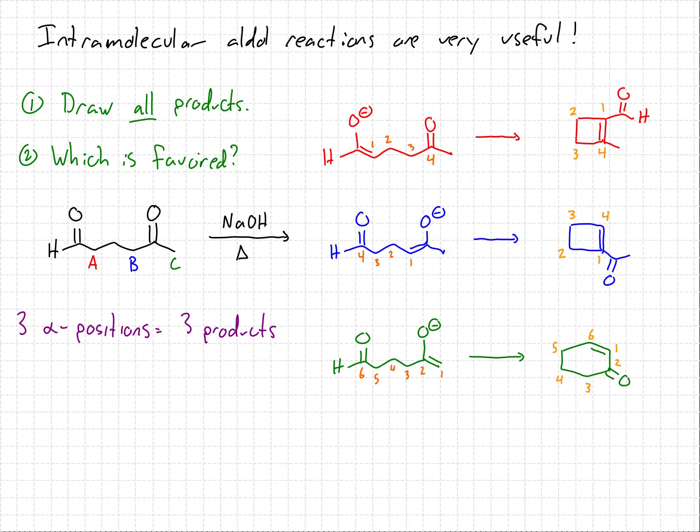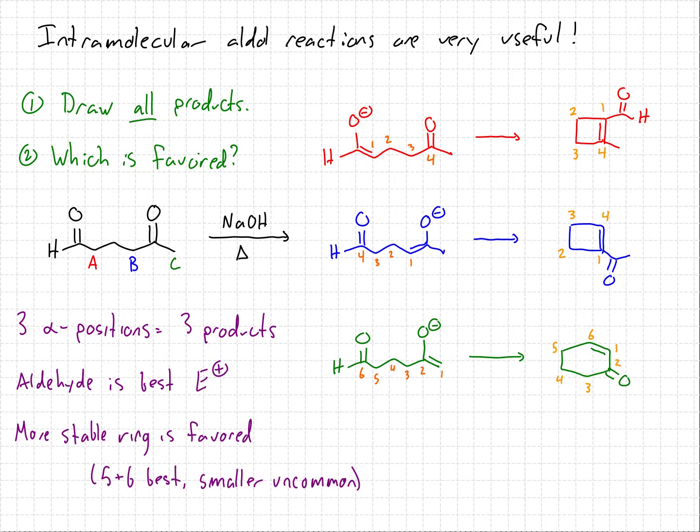But which one will be favored? There's 2 factors that are important to look at in this reaction. The first is that the aldehyde is a much better electrophile than the ketone, so that's probably going to be the species that will react as electrophile. The second is that since this reaction is fully at equilibrium, whatever ring we form which is most stable will be the one that we get the most of. 5- and 6-membered rings are best. Smaller rings can be observed, but they're quite uncommon.